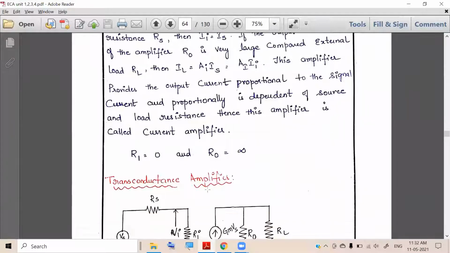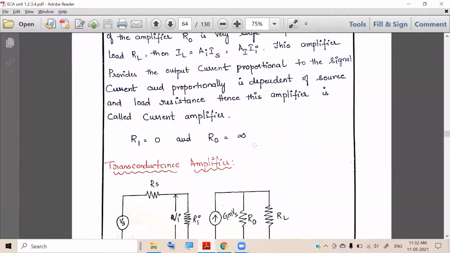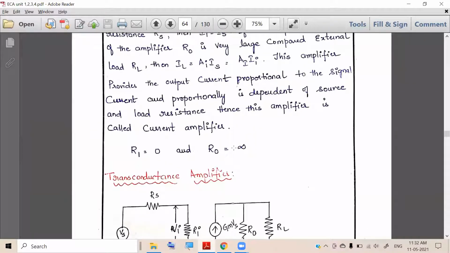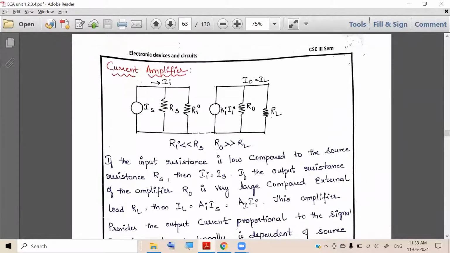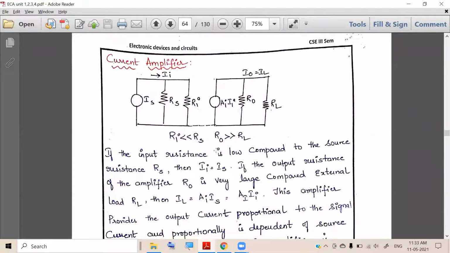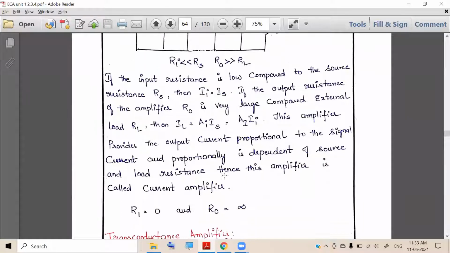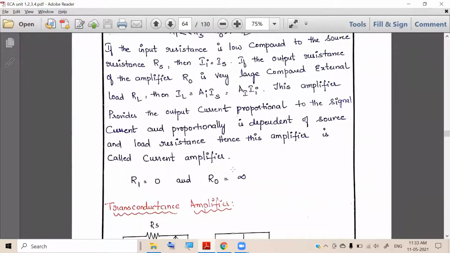The next amplifier is the transconductance amplifier. See, voltage amplifier means input we are giving voltage, output we are getting voltage. Current amplifier means input we are giving current, output we are getting current. Can anybody tell me what you mean by transconductance amplifier? Yes.